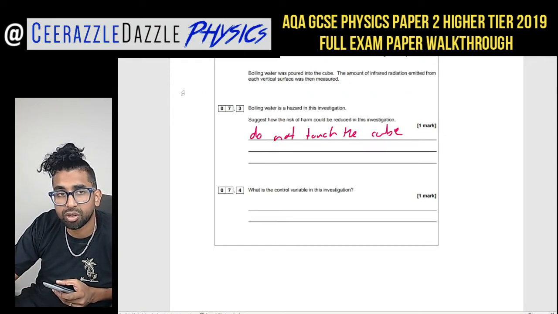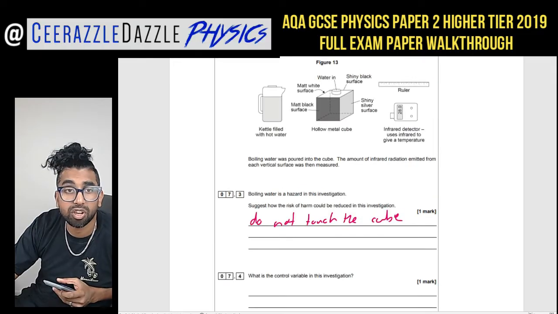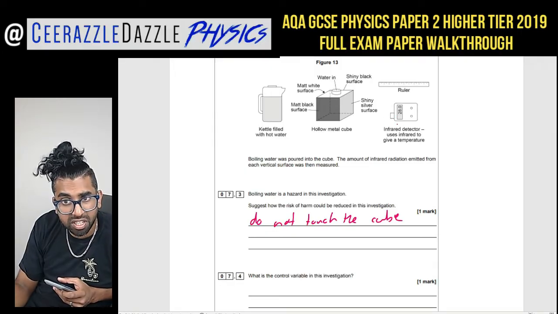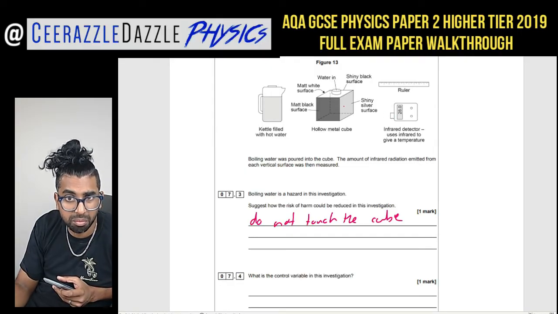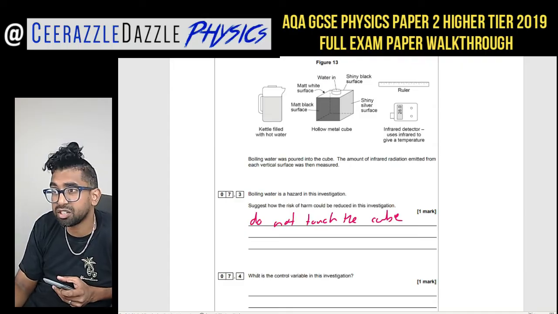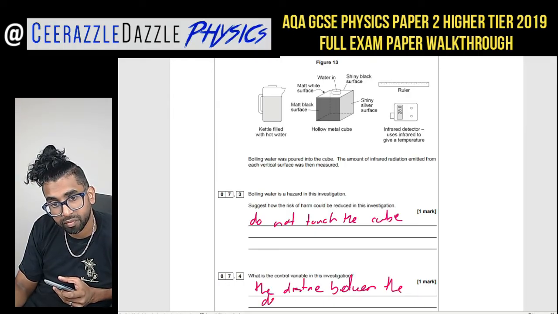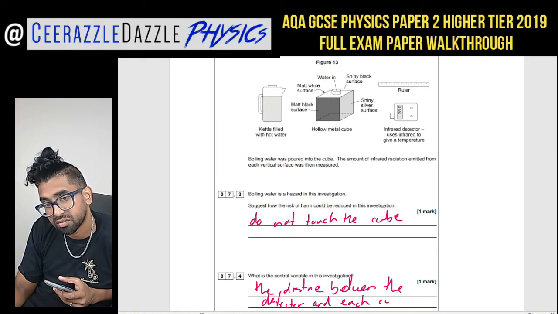7.4. What is the control variable in this investigation? Well, what must you keep the same throughout the whole thing? The distance of the infrared detector to the actual block over here. So the distance between the detector and each cube surface.